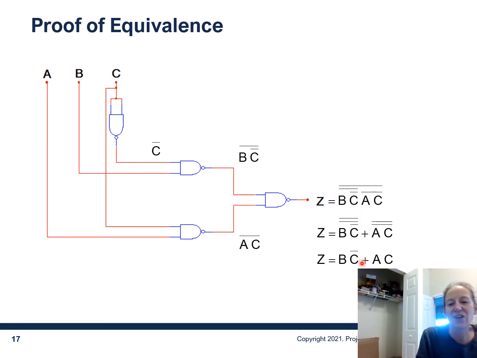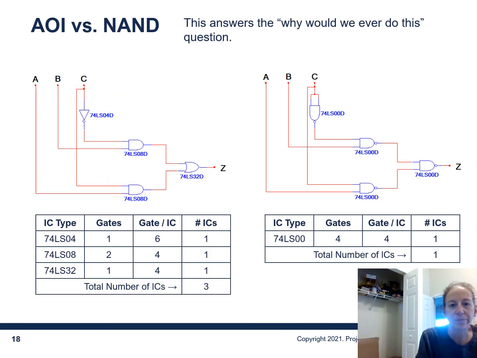And what they're doing there is they're using De Morgan's law. So break the line, change the sign, and get rid of these double bars. And what you can see is it's the same logic expression as for the AOI. And here's where we get into the question of why would we ever do this. The original design here had 4 gates, but it had 3 different chips.